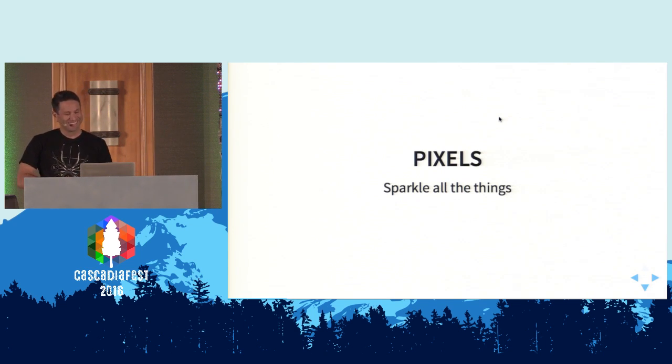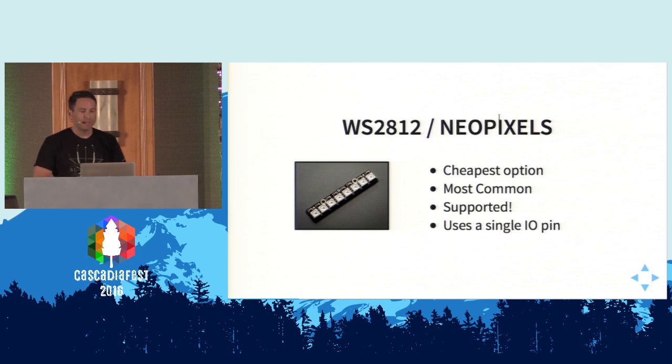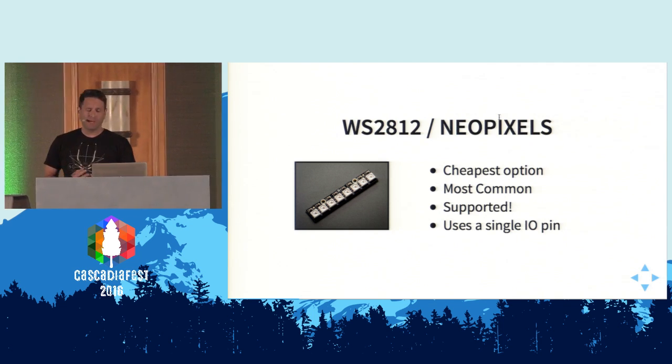It's working again. So the type of LEDs that we're talking about are individually addressable RGB LEDs. We call them pixels because, well, they're like pixels on a monitor. And there are two different types. The type that we're going to actually talk about is the WS2812, or NeoPixel, as Adafruit calls them. They've been around for a good long while, so they are the cheapest option that's available. They are also the most common.